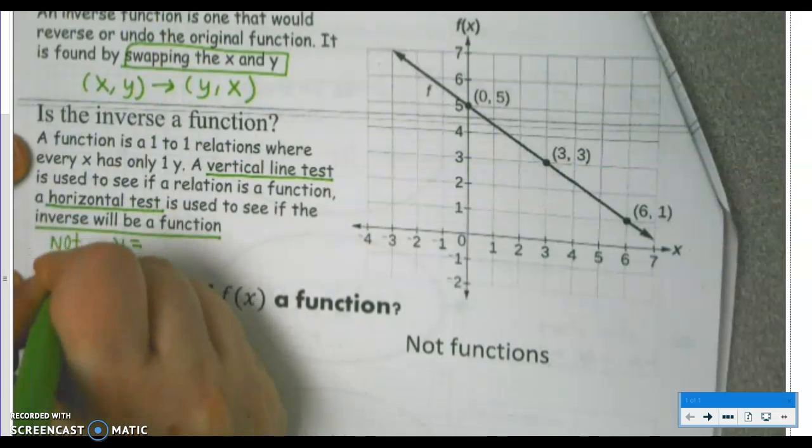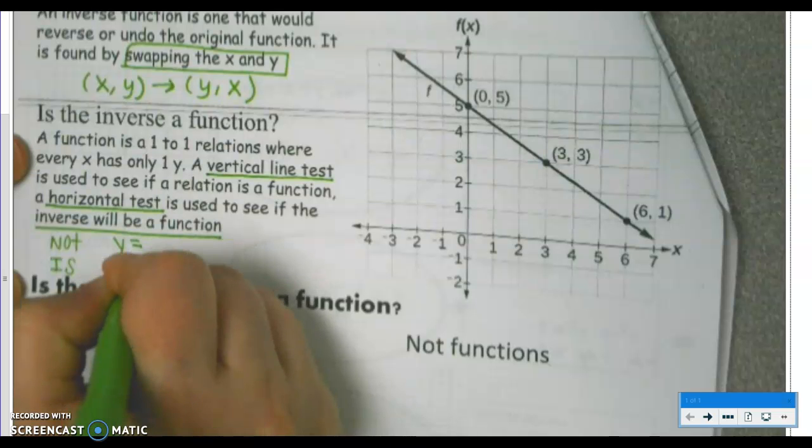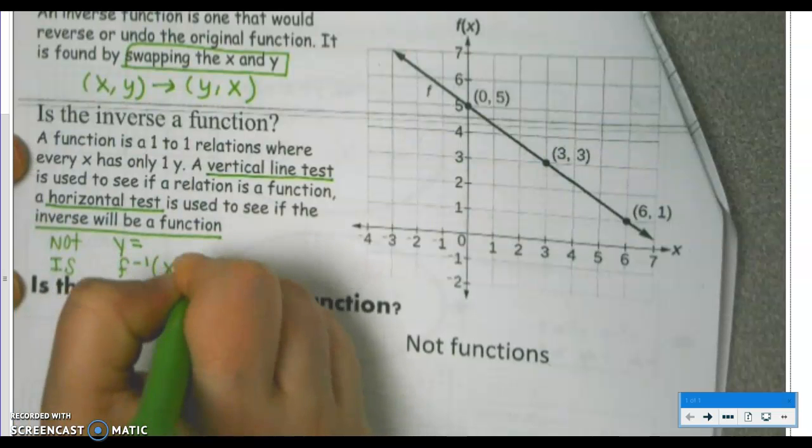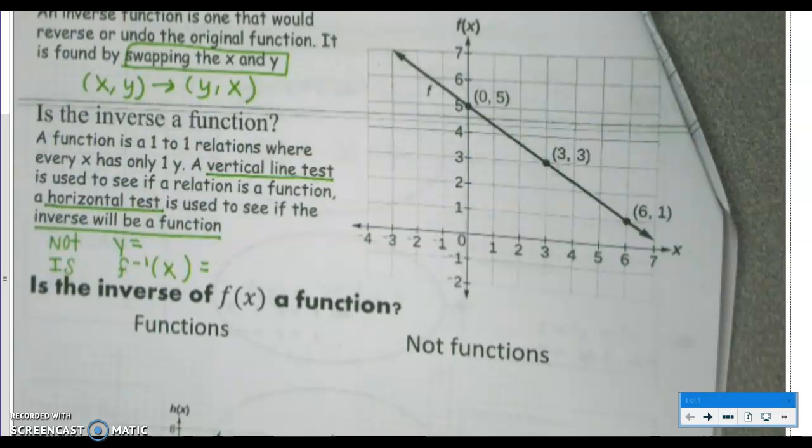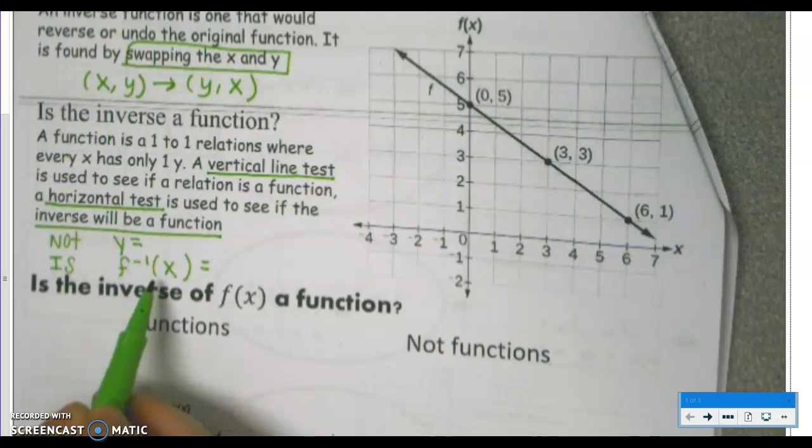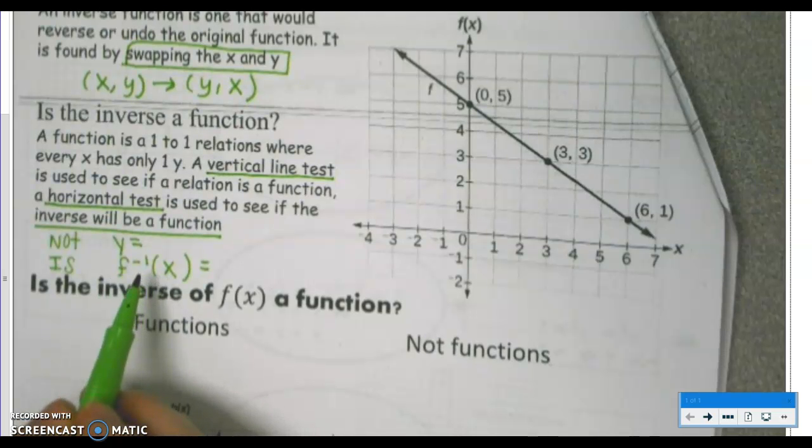But if the inverse is a function, then we have this new symbol where instead of saying y, we have that fancy f of x, only the f has a -1 as the exponent. So if you see that symbol, the only thing it means is that you are looking at the inverse, and the inverse is also a function.